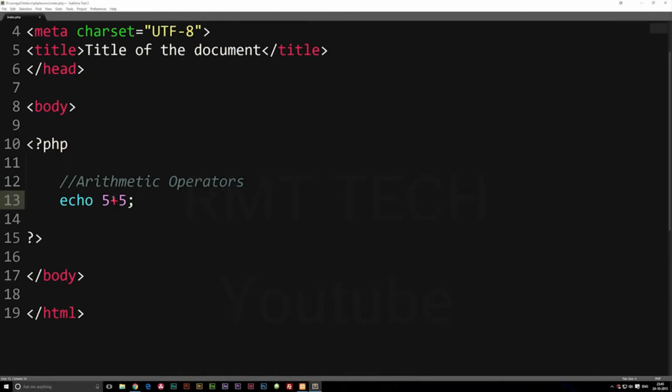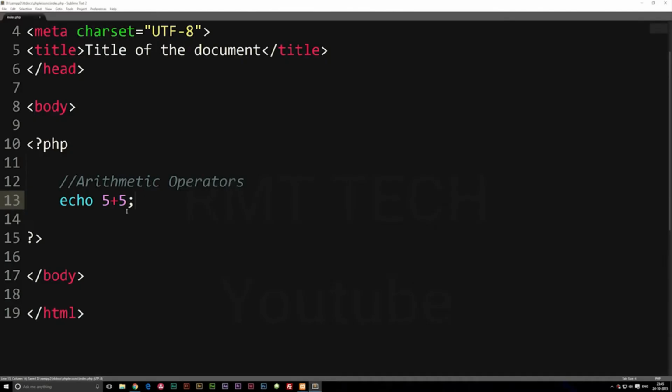So right now we can add 5. If I refresh, we get 10. So we can use plus symbols, we can use minus symbols, we can also divide by writing a slash, we can also multiply by writing the multiplication symbol, or what do you call it, star. And we have 2 more that I want to talk about.